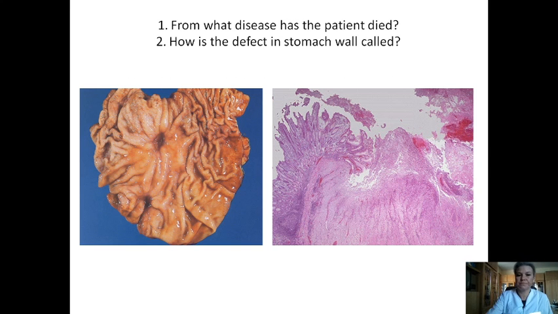Questions. In this picture, you can see on the left side anatomical changes of the stomach, on the right side histological changes in the stomach. From what disease has the patient died? How is the defect in the stomach wall called?